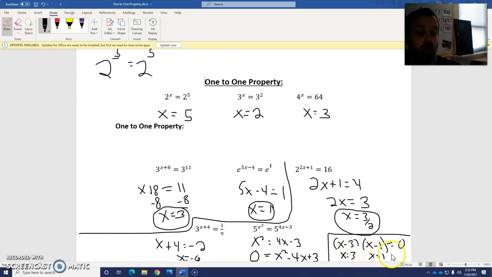Okay? So that's the one-to-one property. If you have the same base and they're set equal to each other, their exponents also need to be equal.